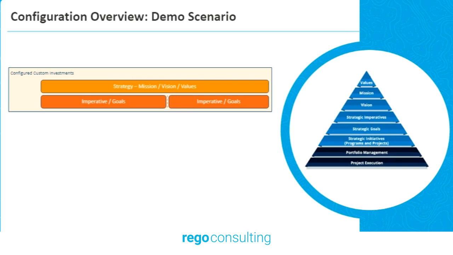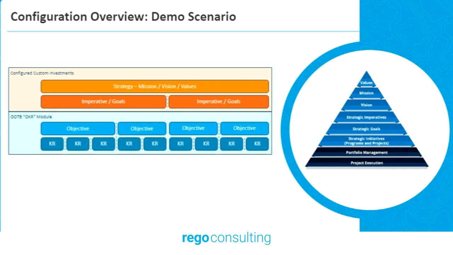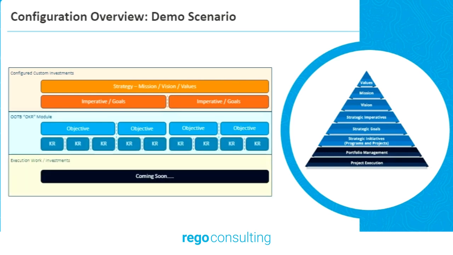They're both custom investments. And then we'd leverage the out-of-the-box OKR module, which allowed us to then break it down into objectives and key results. And obviously in the future, we're going to look at, from a hierarchical perspective, how we bring the execution, the investments into that puzzle. And again, we can use hierarchies for that. We can use roadmaps. We can get some good metrics flowing, but we hadn't done that in today's session.